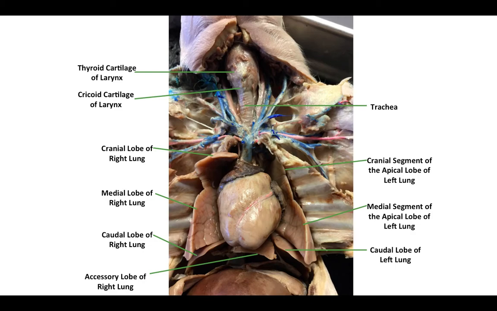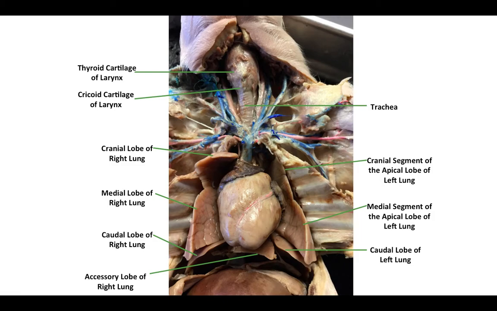Moving on to the respiratory system. The upper respiratory system will be pretty similar. You have a large thyroid cartilage in the larynx. You can see the cricoid cartilage as well. Here's your trachea. Those tracheal rings are visible and you can palpate them. Once you get to the lungs, things are a little bit different than the human.